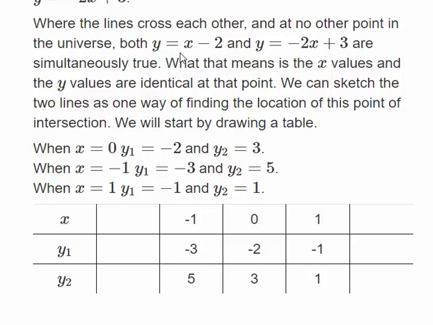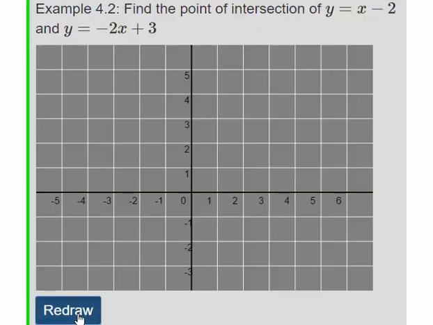When x equals 1 in the first equation, 1 minus 2 is minus 1, so y is equal to minus 1, and in the second equation, x is equal to 1, so that will become minus 2 plus 3 is 1, so y is equal to 1. So now we'll plot that equation. We draw the first line, we draw the second line, and you can see the point of intersection there.